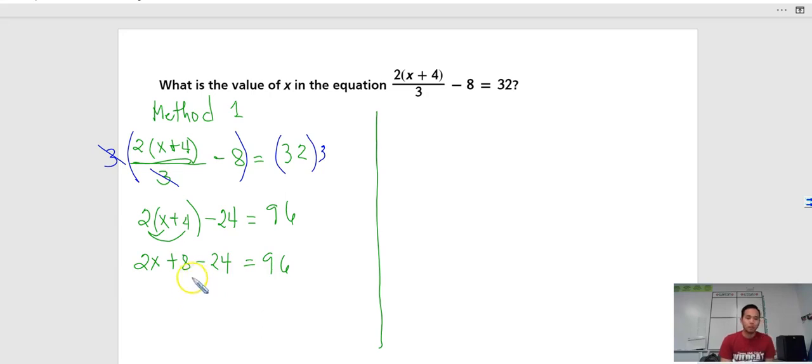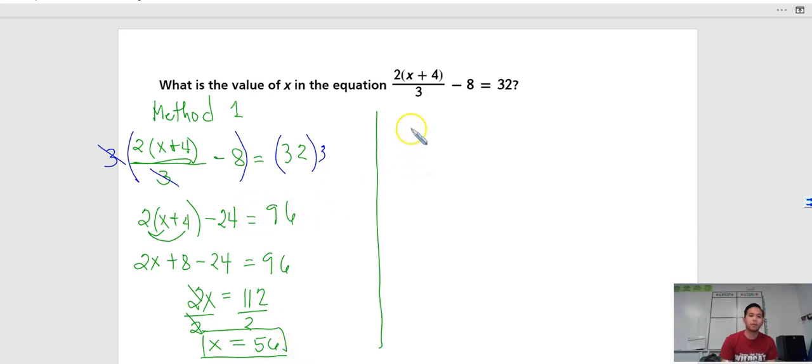And then you have 2x, 8 minus 24, is equal to 96. So you subtract this one and then we transpose that there. So you will have 2x is equal to 112. Then divide both sides by 2. So our value of x is equal to 56.